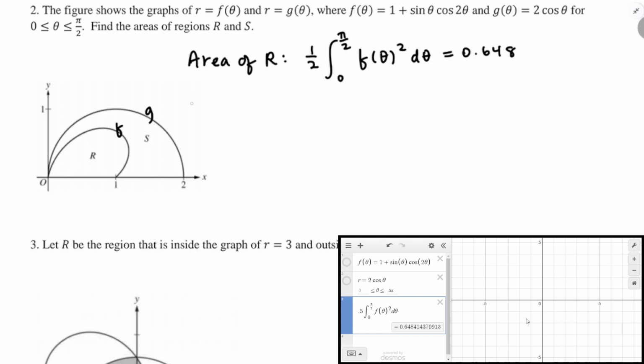And then if I were to do the area of S, I'm going to have to subtract. Now you could do it as the integral of g of theta squared minus f of theta squared, 1/2 of that, from 0 to pi over 2. But since we already found the area of R and R is entirely contained in S, we can just find the integral of g and subtract the 0.648. So I'm going to say that this is 1/2 of the integral from 0 to pi over 2 of g of theta squared d theta minus the 0.648.